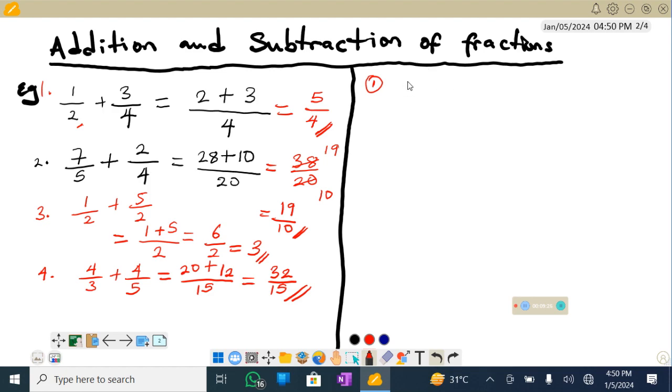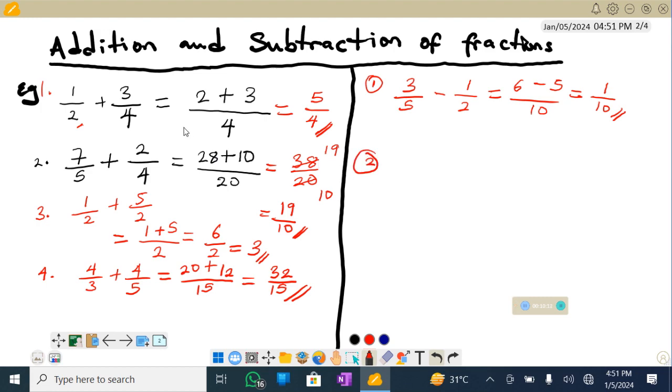Okay, so in subtraction, let's take 3 over 5, minus this time around, 1 over 2. So you can pause the video and work out the LCM. So LCM of 5 and 2 will give you 10. 10 divided by 5 will give you 2. 2 times 3 will give you 6. Minus 10 divided by 2 will give you 5. 5 times 1 will give you 5. So what we have there is 1 over 10.